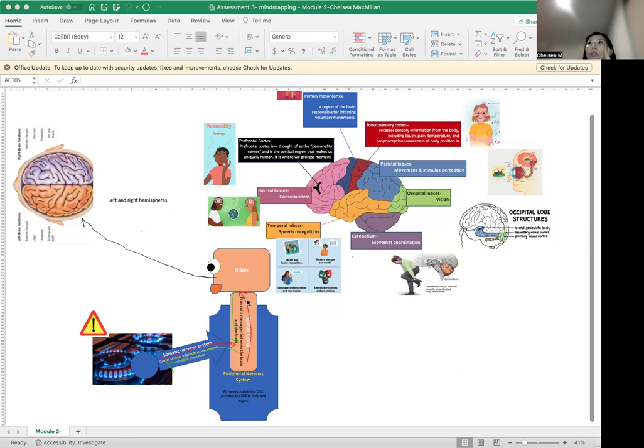The nervous system controls how we sense things and move and think. The nervous system includes two parts. The first part is the central nervous system, and the second part is the peripheral nervous system. The central nervous system includes the brain and also the spinal cord. It processes information and sends out instructions. Think of it as a command center.